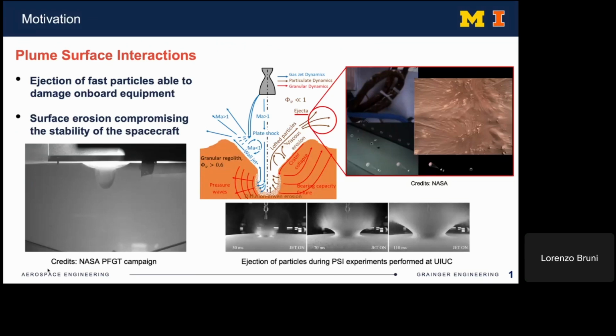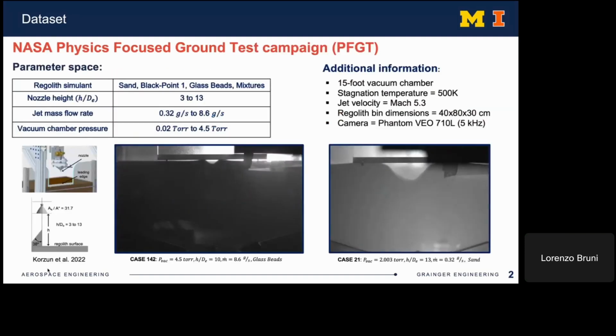We made some experiments at UIUC, as you can see on the bottom right, and you can see the evolution in time of the ejecta field. Even if the nozzle is more distant from the surface, there is significant loss of visibility, as you can see in the video on the right, for the landing of Perseverance. On the left, instead, you can see one of the images of the craters formed during the experiments that we are analyzing, which are coming from the NASA Physics Focus Ground Test Campaign performed at NASA Marshall in 2021.